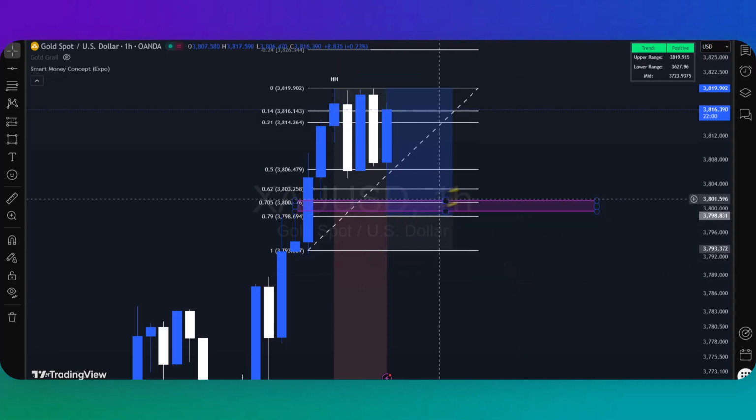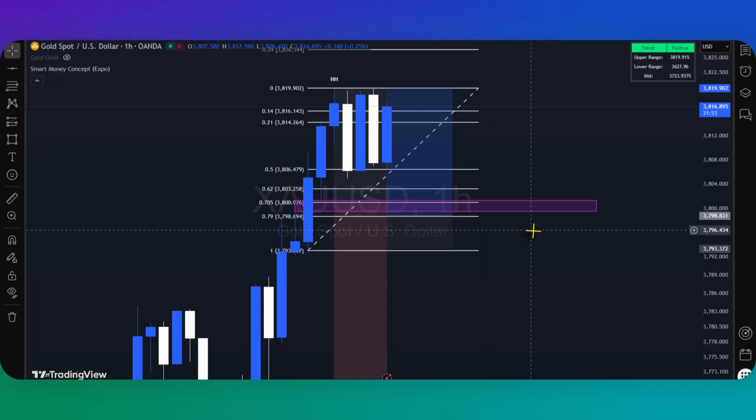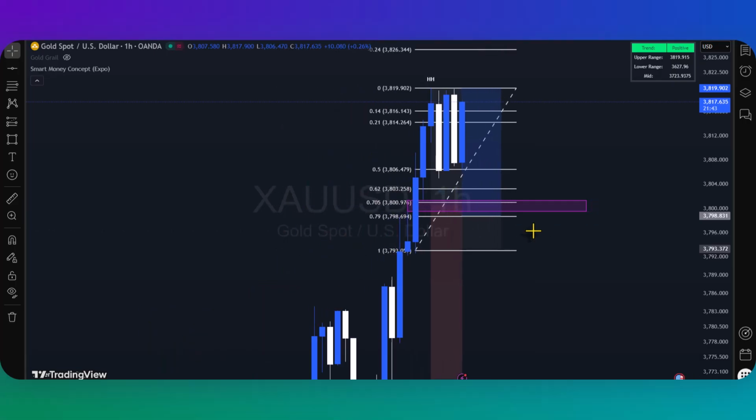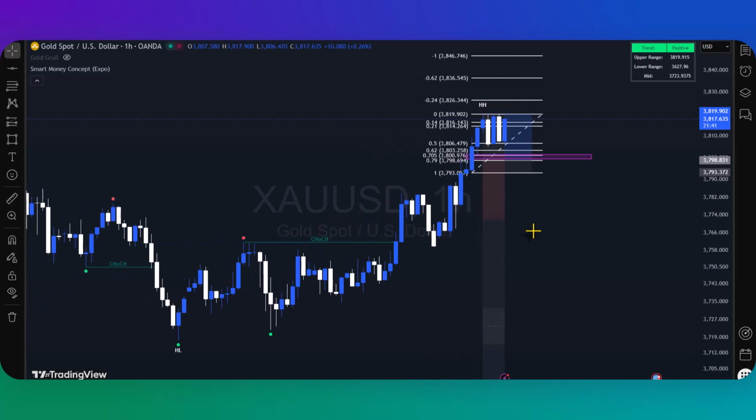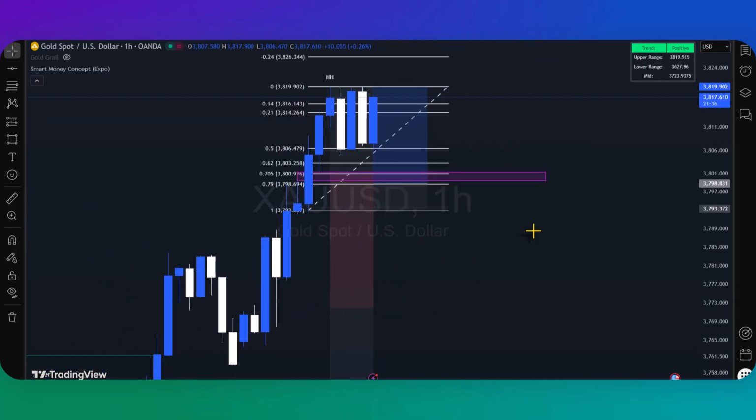Now, this is another confluence for my trade. Since this fair value gap is around the zone of my 79% retracement level, I already have two confluences. One is a support and resistance zone. Two is a fair value gap on the 1 hour time frame, and on the 1 hour time frame, the trend is positive. This trade might come to my entry and continue to my take profits. So I'm much more confident about this trade.